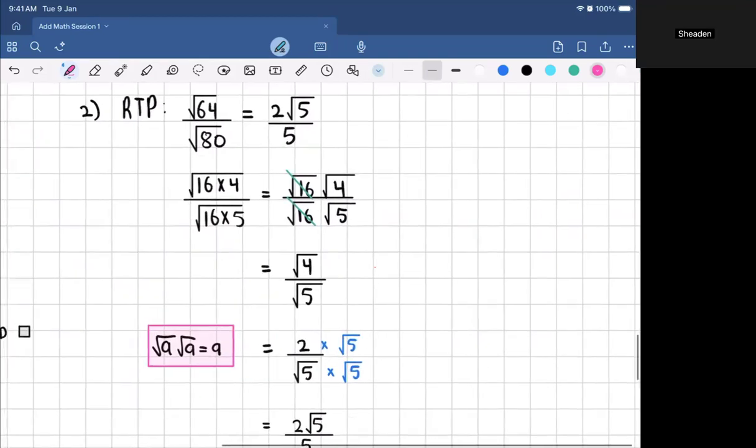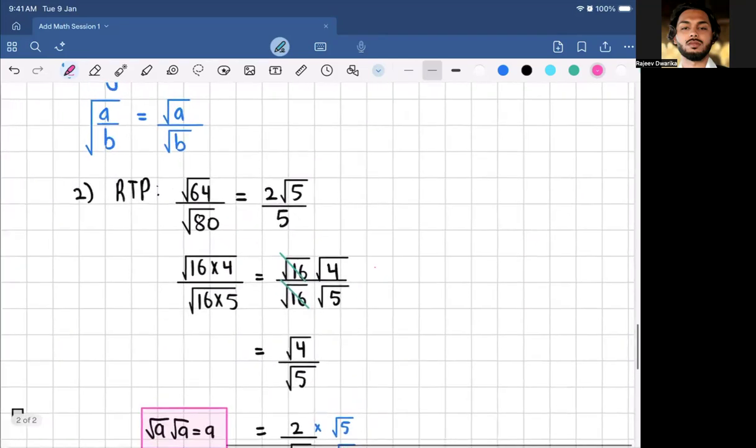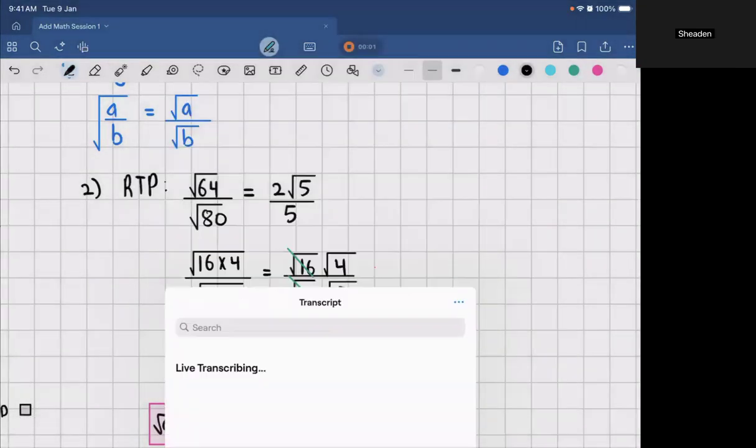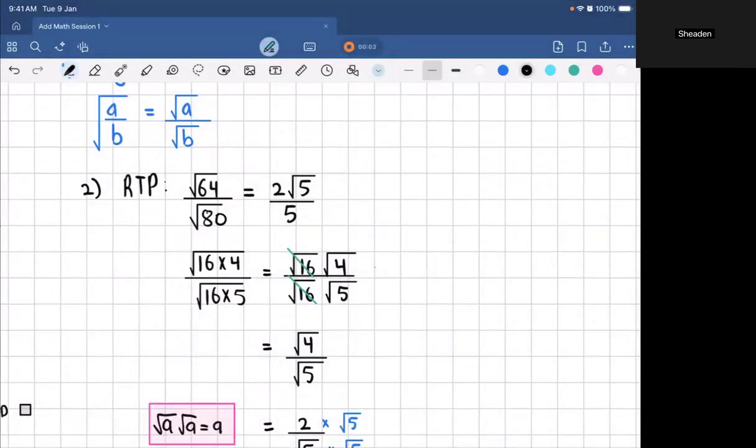So Sheena, sorry, Miss Shay, explain how you did it. Basically, instead of the 16 times 4 and the 16 times 5, I did the root 8 by root 8 over root 8 by root 10. All right. So now you had to pause and ask if they understand it. They don't understand that.